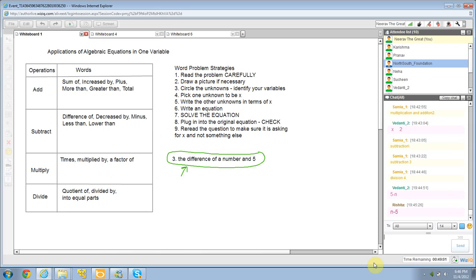So we need to find the sum of 3 consecutive odd integers. We'll let the first odd integer be x, the second one be x plus 2, and the third one be x plus 4. They're saying the sum of this, so you have to add them all up, and that is equal to 381. Now we just have to solve this equation.